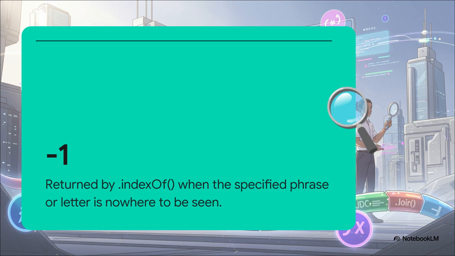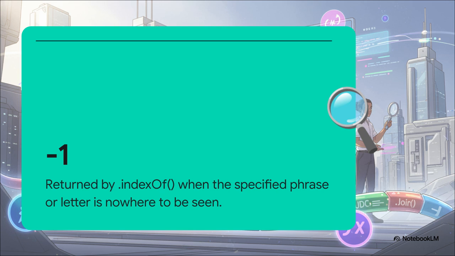You are frequently going to need to know if a specific word or character exists somewhere inside a larger block of text. When you search for a word using .indexOf, JavaScript scans the entire string and returns the starting numerical position of that word. For example, if it finds the word string, it might return a 12, simply because the word starts exactly at the 12th character. But what happens if the word just isn't there at all?